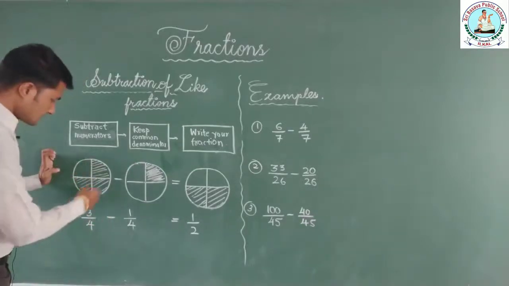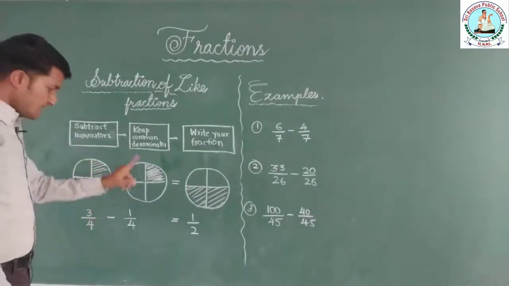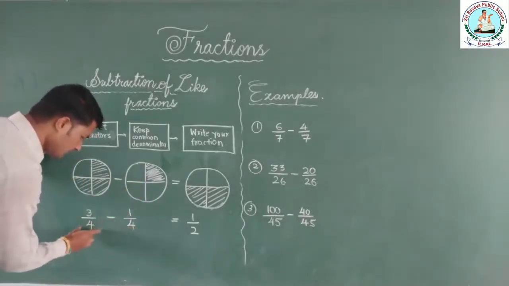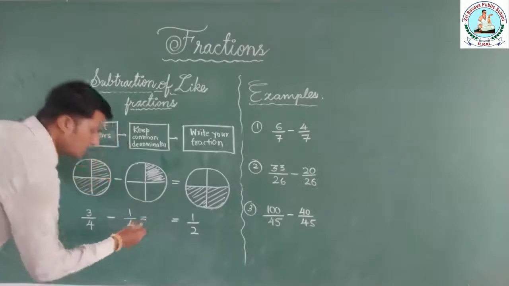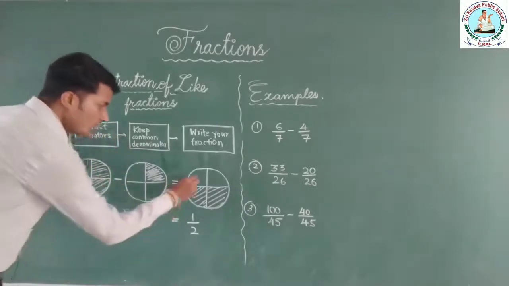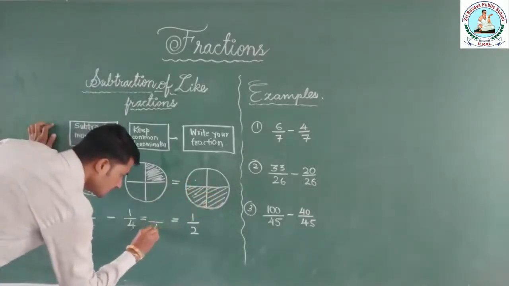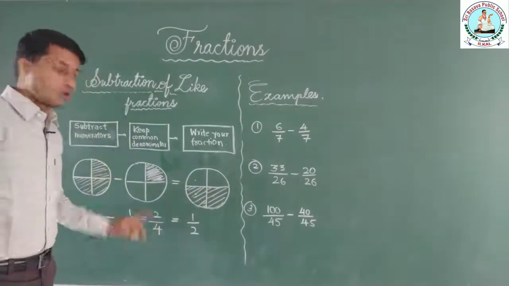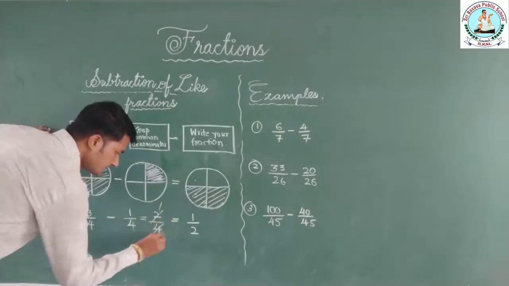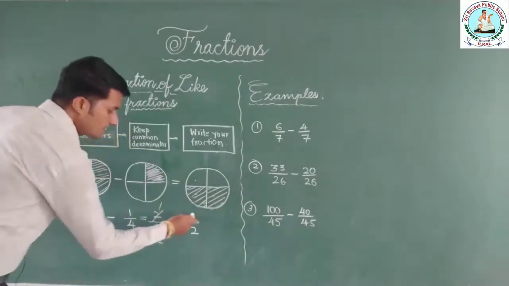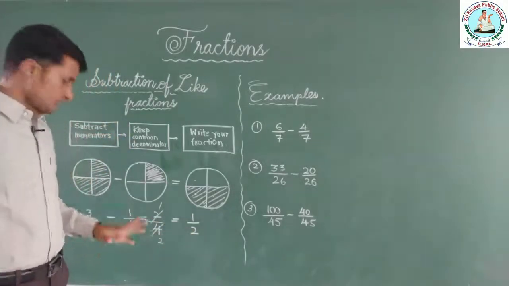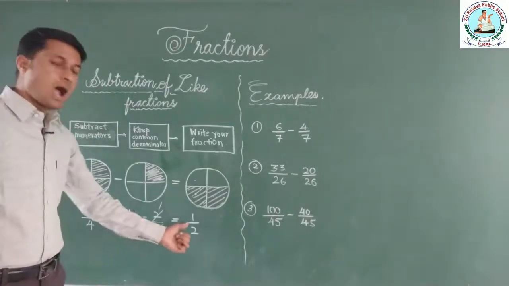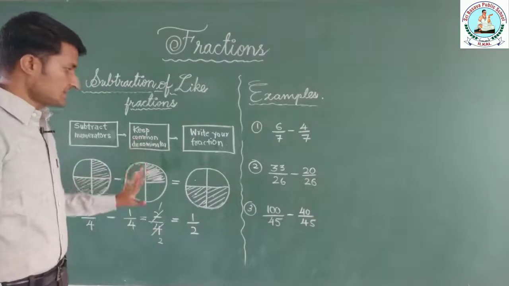First of all, this picture is representing 3 by 4 and this picture is representing 1 by 4. So when you take 1/4 from 3/4, see here, your result will be, out of 4 equal parts, you have got 2 parts shaded. So your result will be 2 by 4. But when you simplify this fraction like this, your final answer will be half. Which means 3/4 minus 1/4 will be half, correct? So this is the pictorial representation.